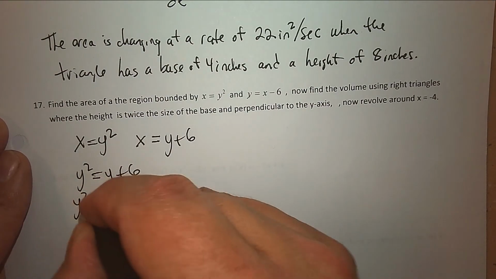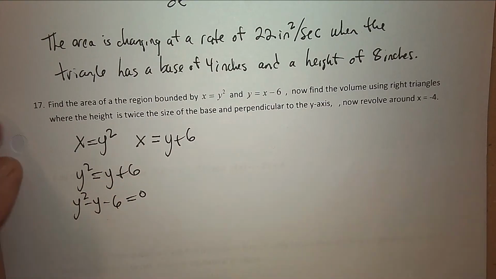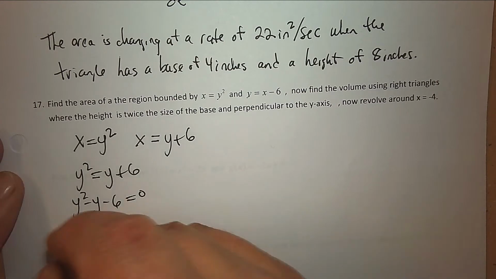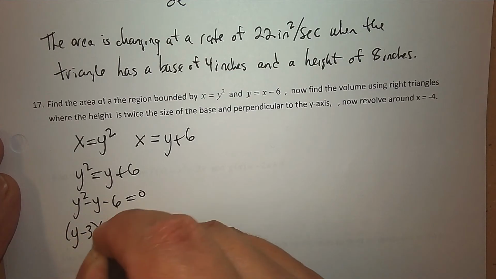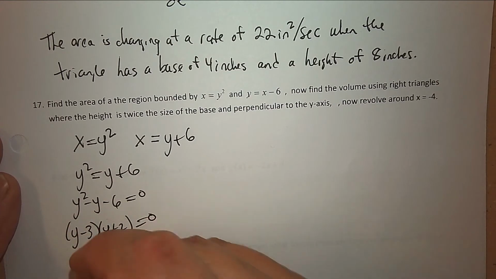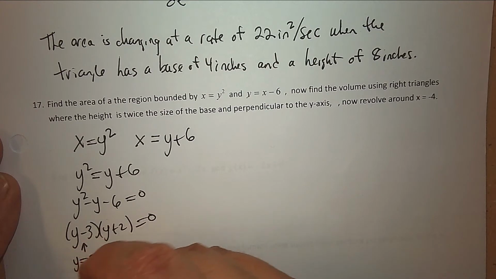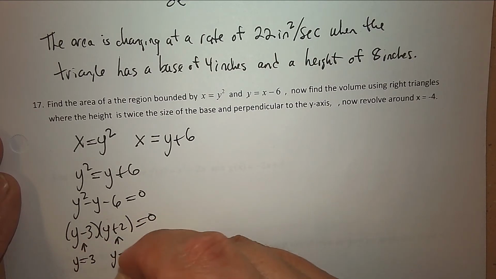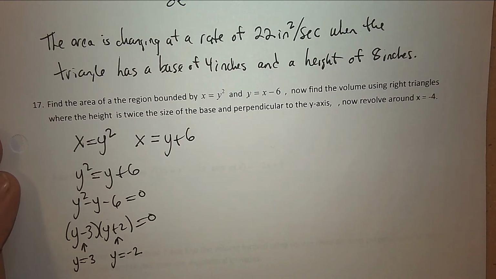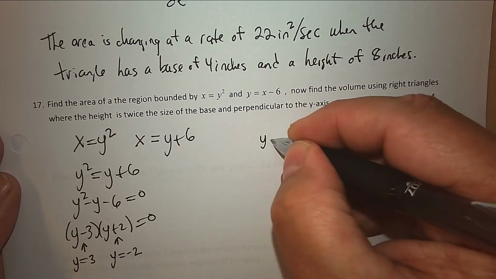How do I solve the quadratic? Make it equal to 0. So I'm going to subtract y and subtract 6. I'm going to factor it. So the two numbers that factor are -3 and +2. That means the first factor you get the answer +3, and the second one you get the answer -2. Now those are the y coordinates.